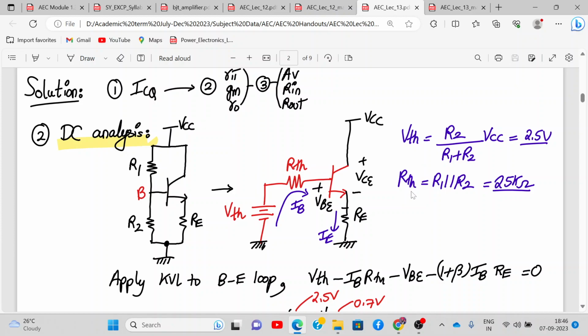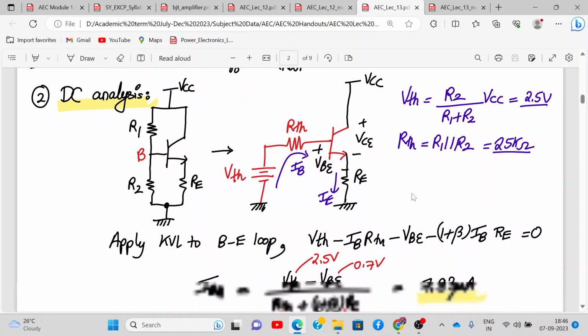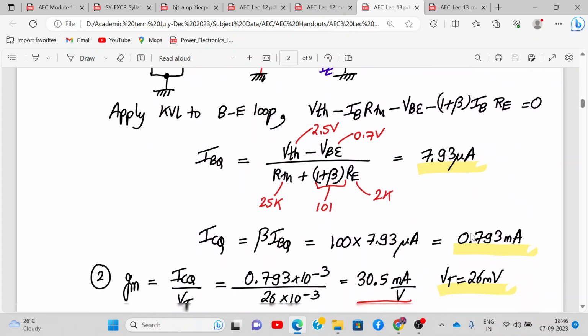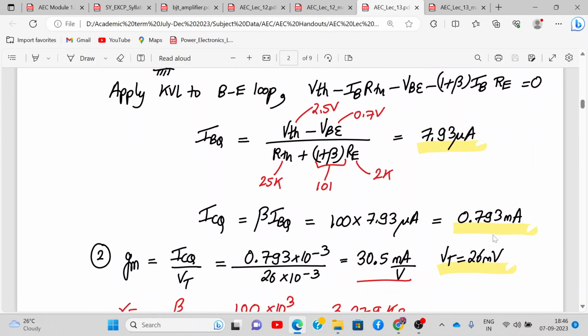Calculate VTH, RTH. I've seen students making mistakes in this also. They forget to write VCC and the answer comes out wrong. They only write the fraction. So the VTH formula is R2 divided by R1 plus R2, into VCC. Calculate RTH, then the IB formula will remain the same. It will come in microampere. Multiply it with beta, you will get ICQ.